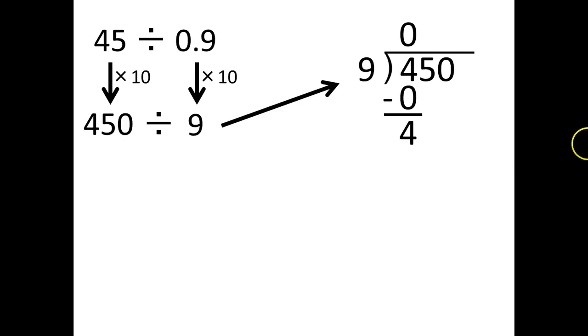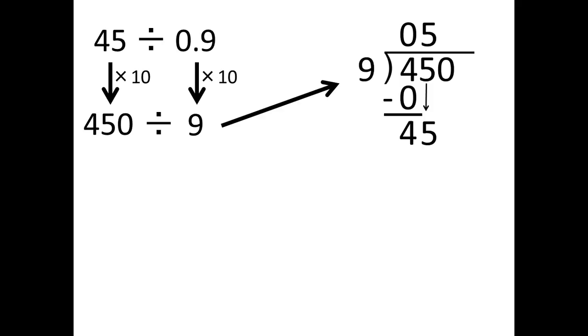Then we bring down this 5, and now we have 45. Now, into how many equal parts can 45 be divided by 9? Well, 45 can be divided into 9 parts. Into 9, 5 times.